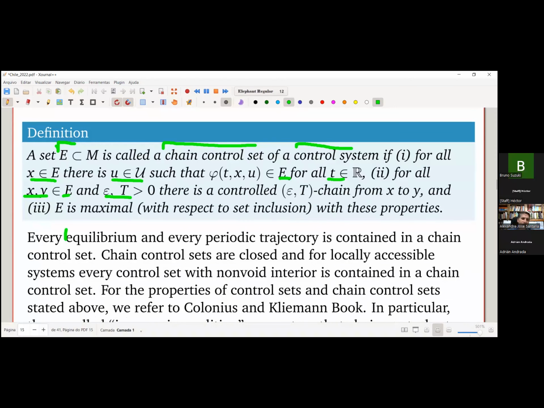For example, every equilibrium that we defined previously and every periodic trajectory is contained in a chain control set. And the chain control sets are closed, and for a locally accessible system, every control set with non-void interior is contained in a chain control set. Every control set is contained in a chain control set with these conditions here.